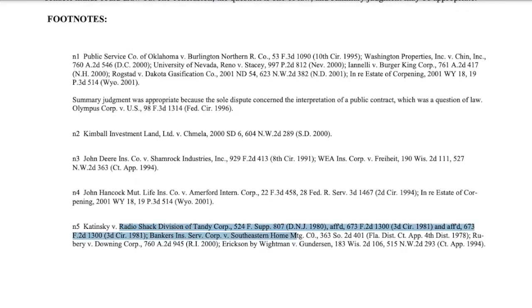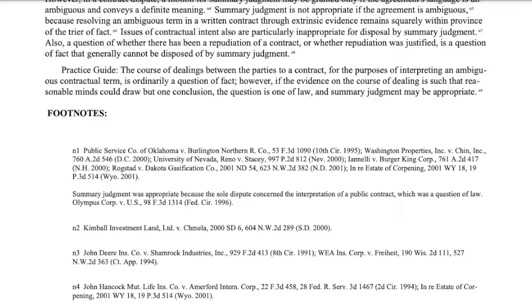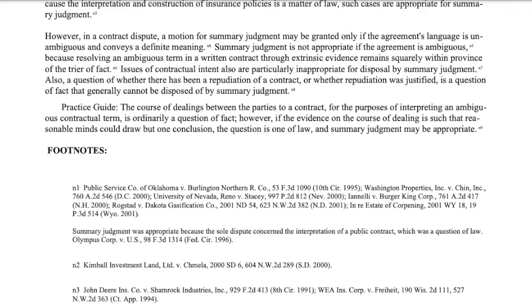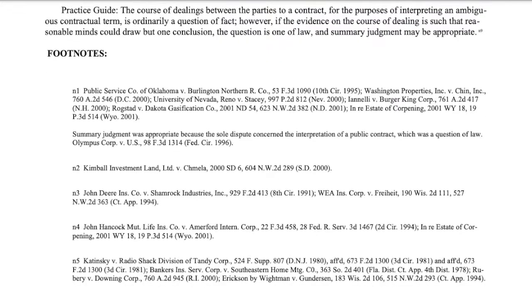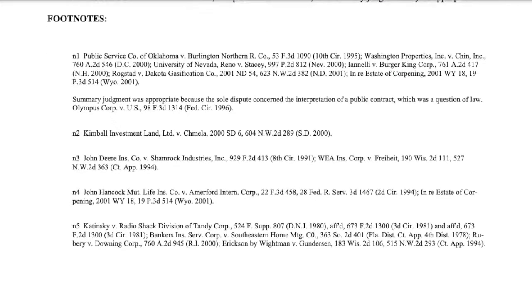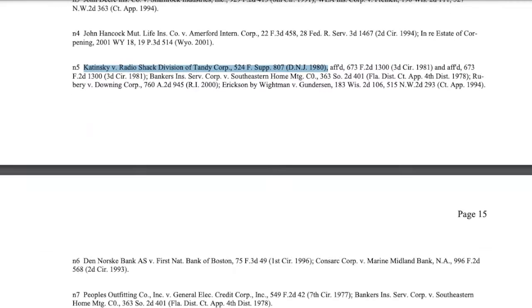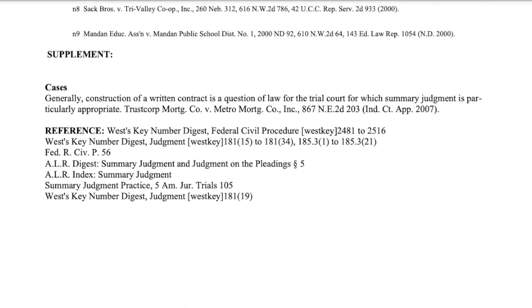Radio Shack. Wow, that was footnote 5. Boy, these footnotes are hard to read. Now, you guys can't read them on the screen, I'm sure. Here it is, 5. Summary judgment is not appropriate if the agreement is ambiguous. So someone's writing ambiguous agreements with Radio Shack, huh? Katinsky versus Radio Shack, Division of Tandy Corp., 1980. Good old days.